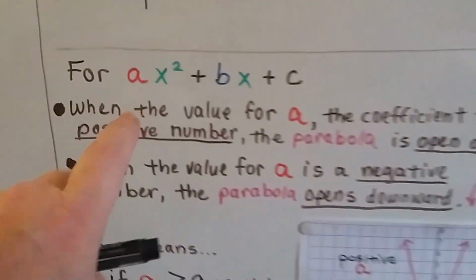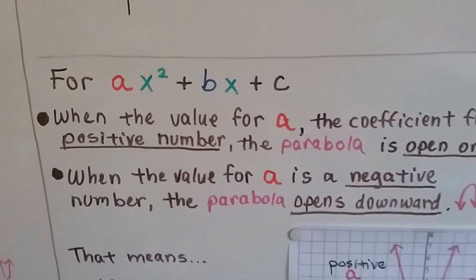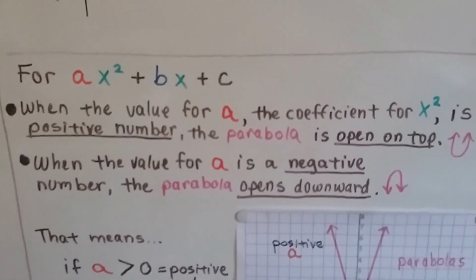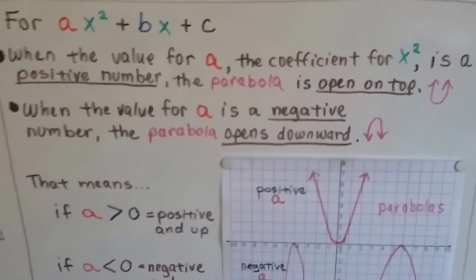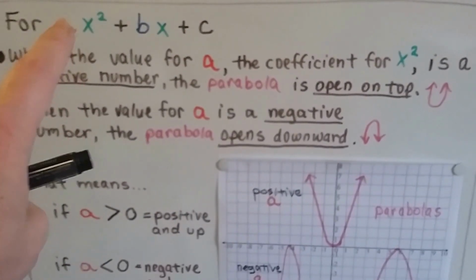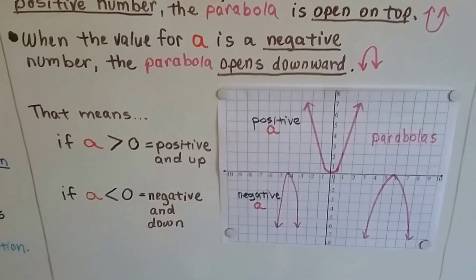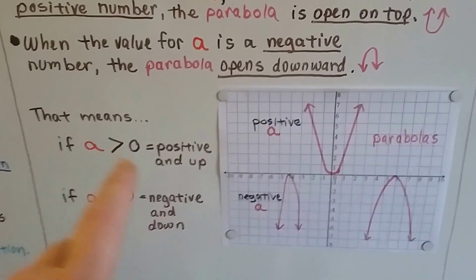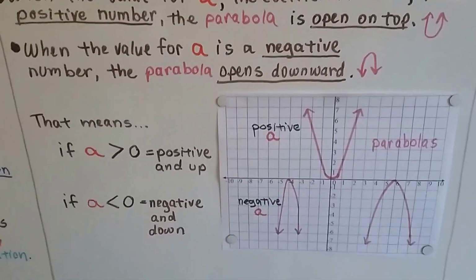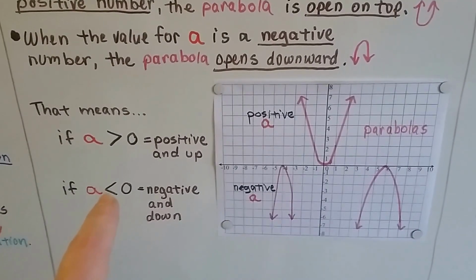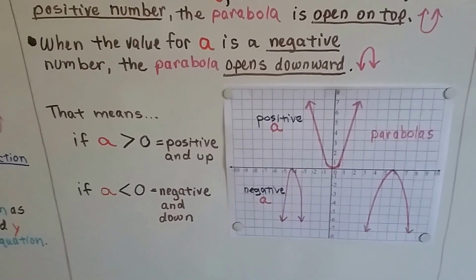So color coding this, if A is red and the B is blue, and we're setting our x to be a green, when the value for A, it's the coefficient for x², when that's a positive number, the parabola opens on top. When the value for this A is a negative number, the parabola opens downward. See? So what happens is when A is larger than 0, so here's 0, we got 1, 2, 3, 4, 5, 6, it's larger than 0, it opens up. And when A is smaller, less than 0, it opens down. See? Negative 1, negative 2, negative 3. See? Isn't that cool how that happens?